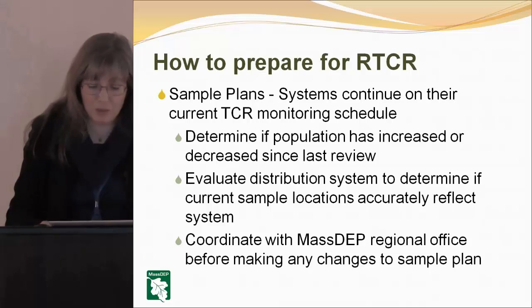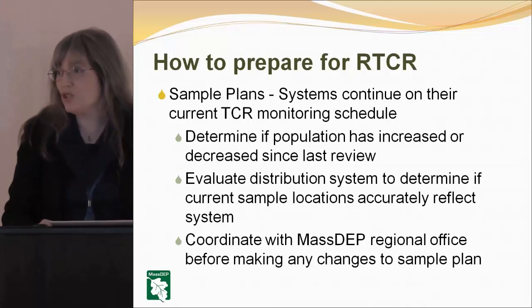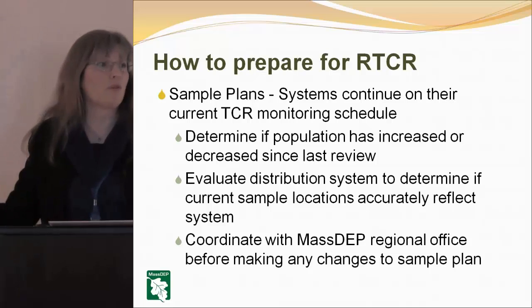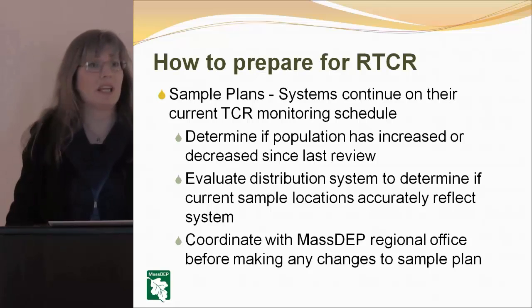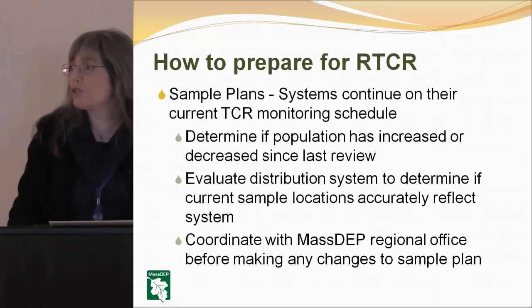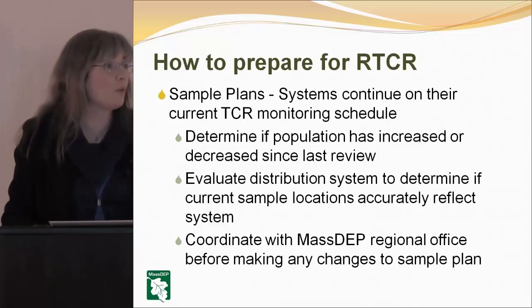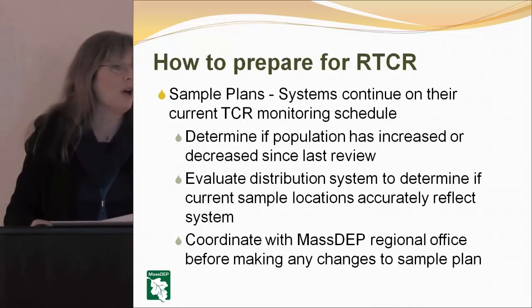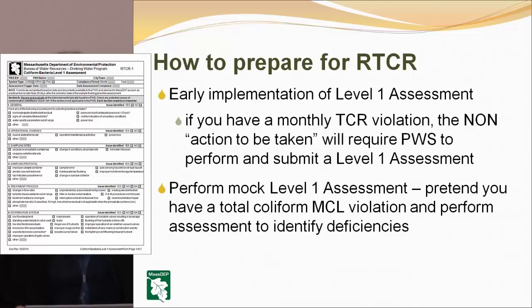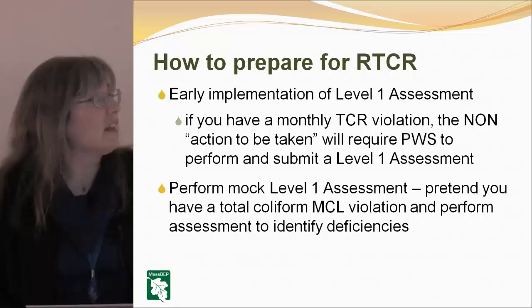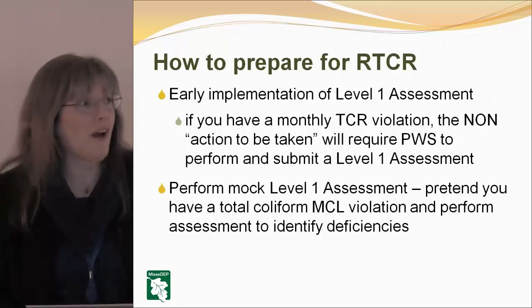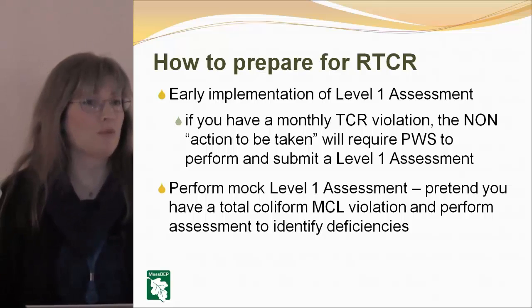Coordinate with your MassDEP regional office before you make any changes to your sampling plan. Just contact your regional office and say, we've had big growth in this area, we want to update our plan, or mom and pop's grocery store changed ownership and they don't want us to sample there anymore. Revisions to your sampling plan can be made now or in the future, but communication is key. We started the rollout of the early implementation quite a while ago, and anything you can find now through this assessment tool, where you say, I found a problem and I'm fixing it, prevents problems down the road.